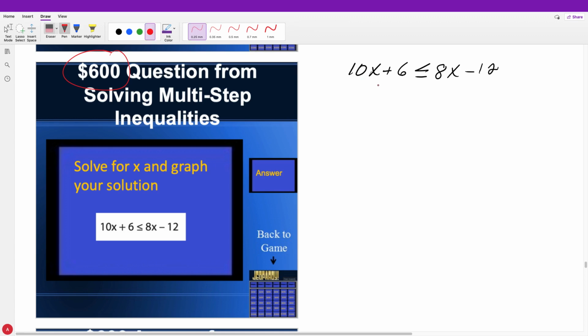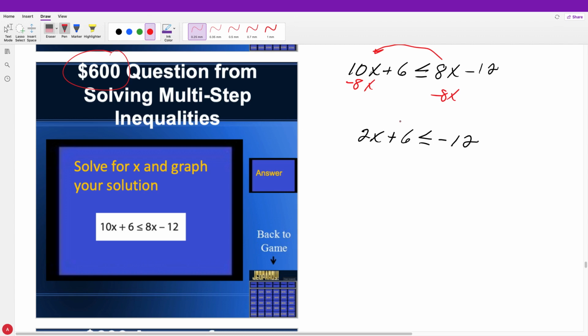And when we were solving equations where we had variables on both sides, we wanted to move our variables to the same side. So that means I'm going to subtract both sides by that 8x to move my variable to the left. You could have subtracted 10x if you wanted to. It really doesn't matter. You'll get the same answer either way. But now we have 2x plus 6 is less than or equal to negative 12.